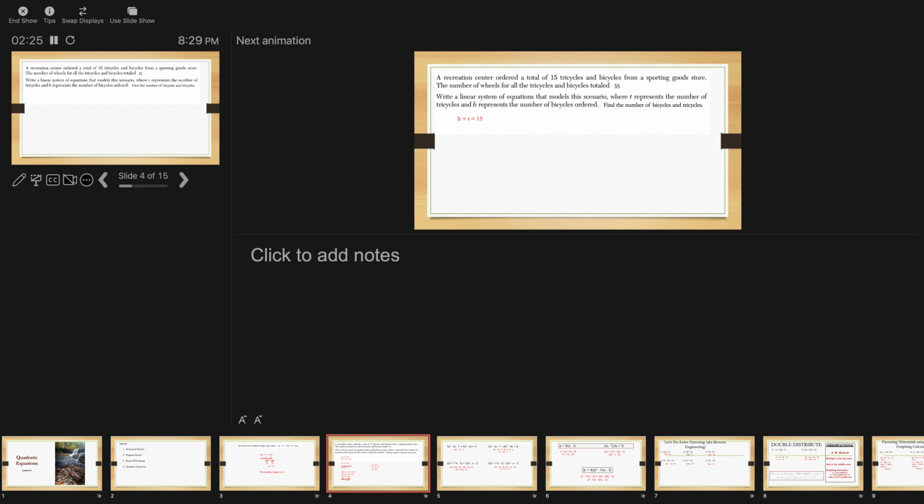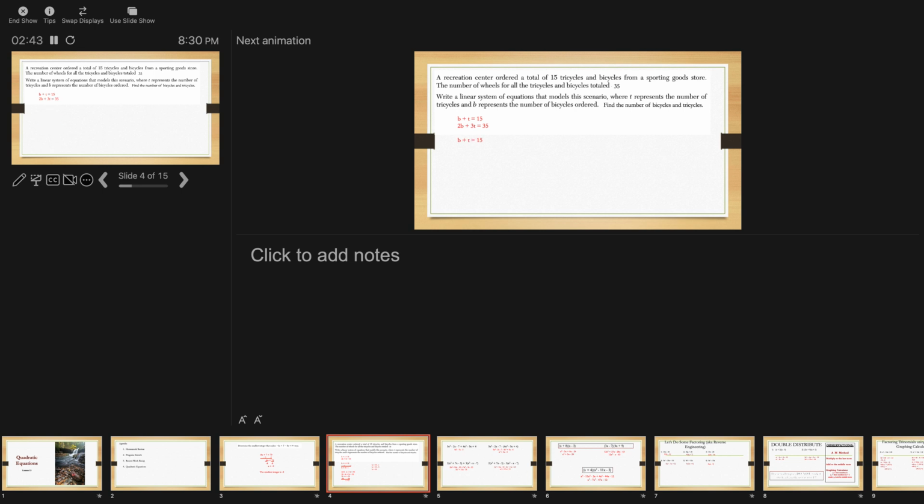Okay, assuming you're doing stop and start. Linear system of equations to model the scenario. Well, first off, bicycles plus tricycles have to add up to 15. And then the total number of wheels adds up to 35. And every bike has 2 wheels and every tricycle has 3 wheels.